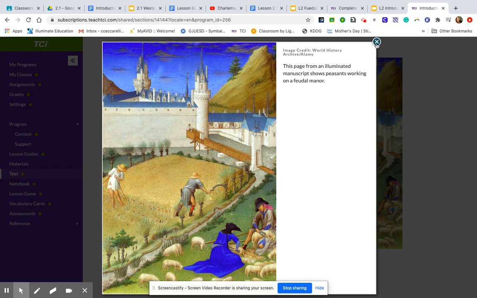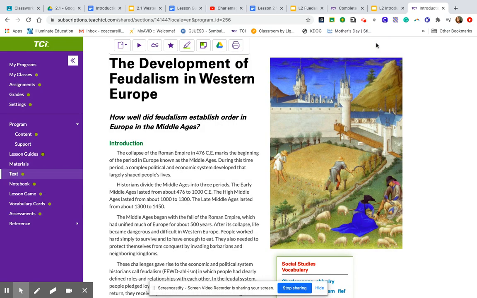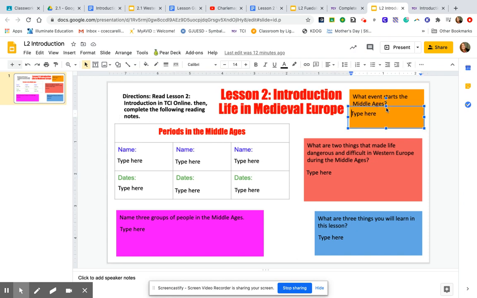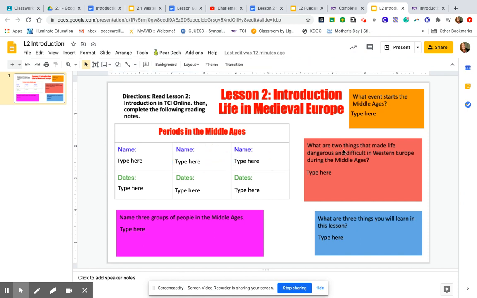Excellent. Let's go ahead now and take a look at the notes that we'll be completing for today. These notes are located in Google Classroom under today's assignment. If I take a look at my notes, I can see the title, Lesson 2, Introduction, Life in Medieval Europe. My directions say to read Lesson 2, Introduction, in TCI Online, then complete the following reading notes. There are 5 sections to complete, one for each paragraph: the first paragraph, the second, the third, the fourth, and the fifth.